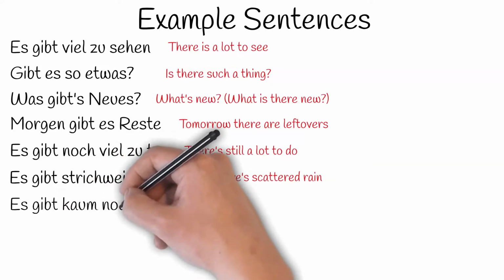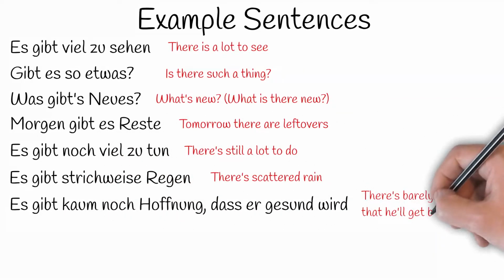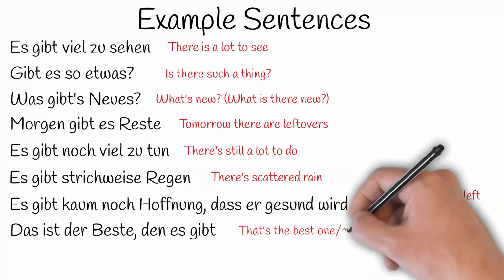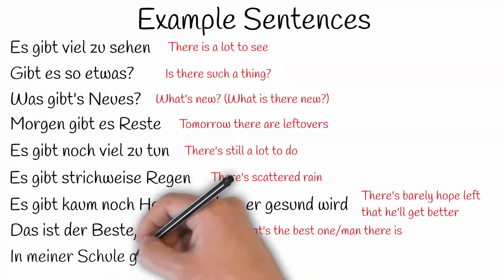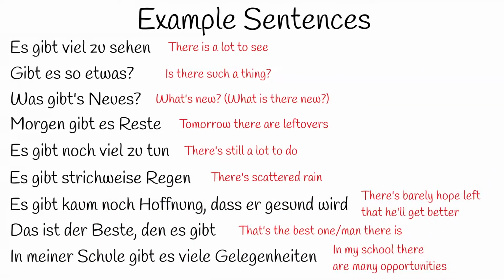Es gibt kaum noch Hoffnung, dass er gesund wird. There's barely hope left that he'll get better. Das ist der Beste, den es gibt. That's the best one or the best man there is. In meiner Schule gibt es viele Gelegenheiten. In my school there are many opportunities. Notice that all of these sentences are referring to the existence of something.